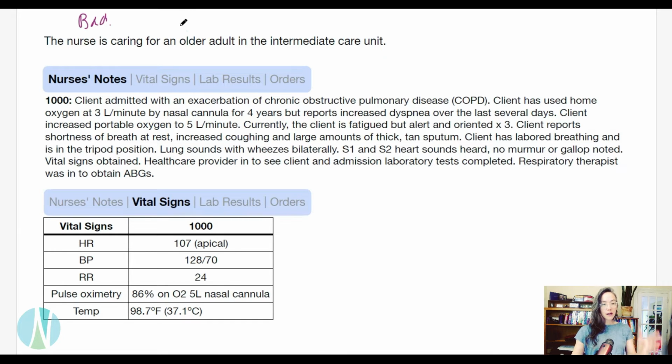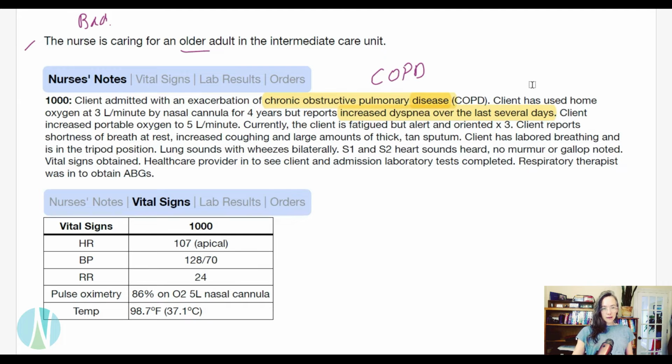So you can press pause and then read the nursing notes. I'm going to read it. It starts off with, the nurse is caring for an older adult in the intermediate care unit. The nurse's notes say that the client was admitted with an exacerbation of COPD, and the client has used home oxygen at 3 liters per minute by nasal cannula for 4 years, but reports increased dyspnea over the last several days. Let me just highlight some things that look pretty bad to me, or the things that I might be really concerned about.